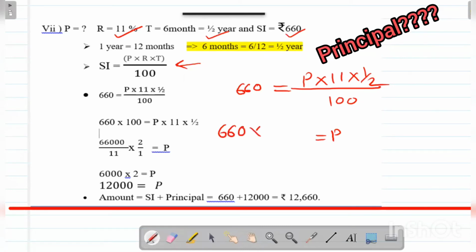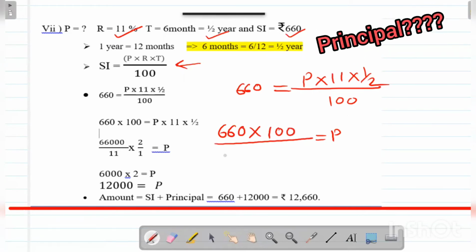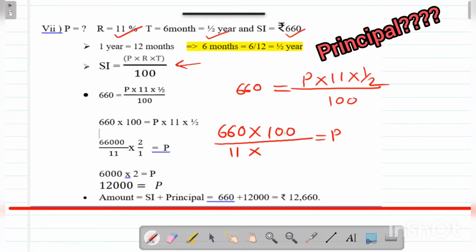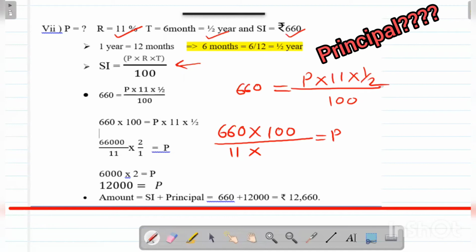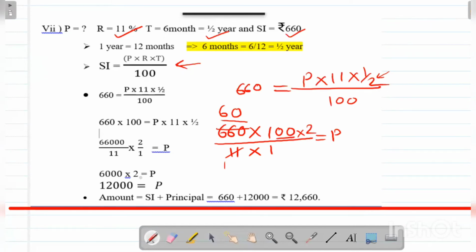So 660 multiplied by, now 100 is in the denominator, it will go in the numerator when I change the side. 11 will go in the denominator, and this 1 by 2 will become 2 by 1, because this 2 is already in the denominator, so it will go in the numerator and this 1 will come down. Now you can solve it. 11 ones are 11, 11 sixes are 66, 0 will be as it is. Now 60 into 100 is 6,000, 6,000 into 2 is 12,000. So your principal is 12,000.